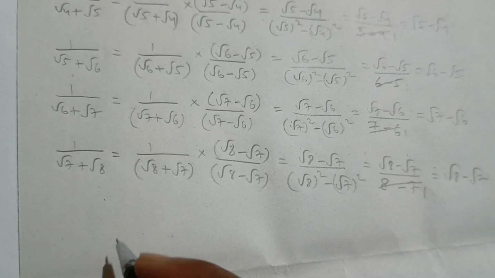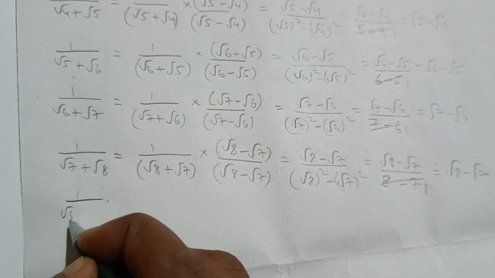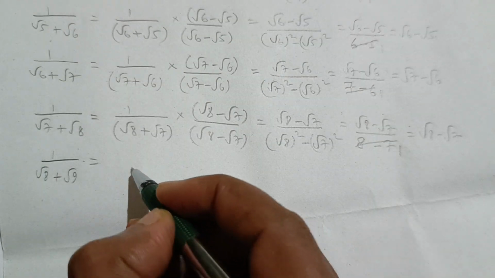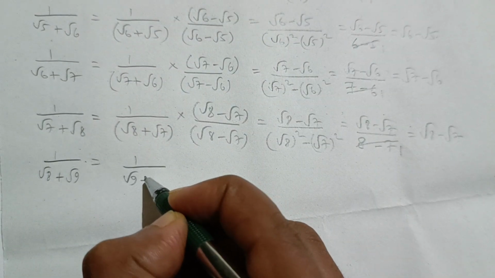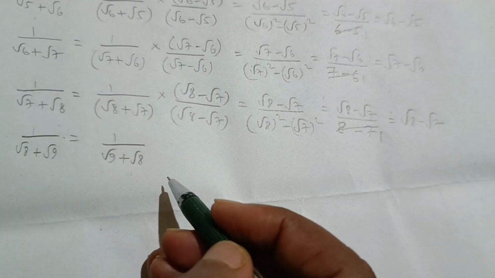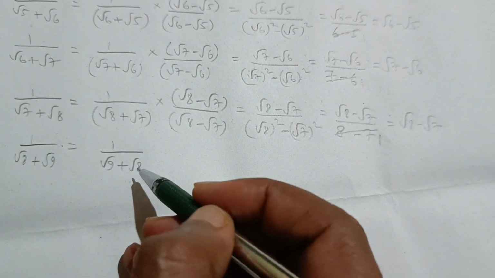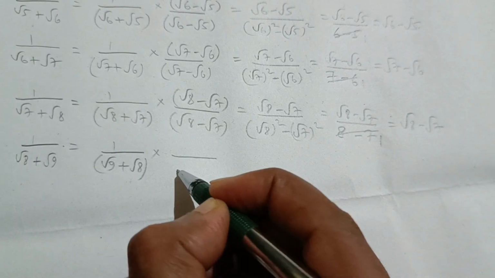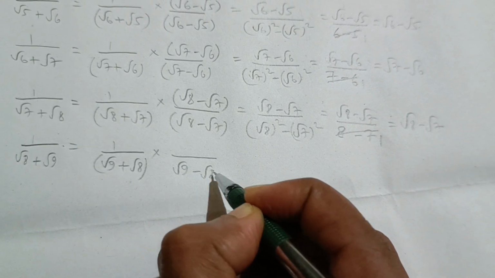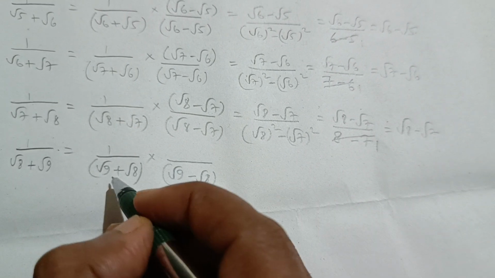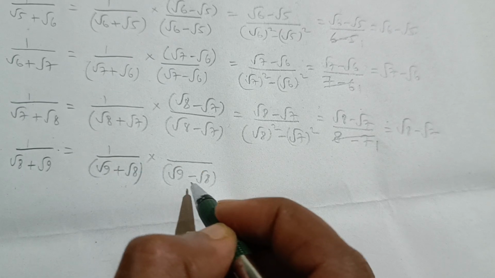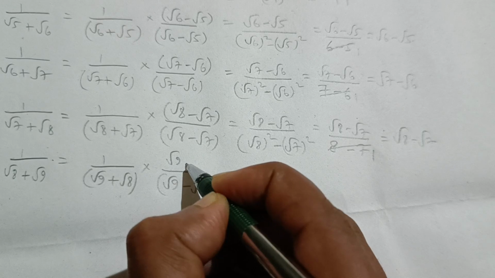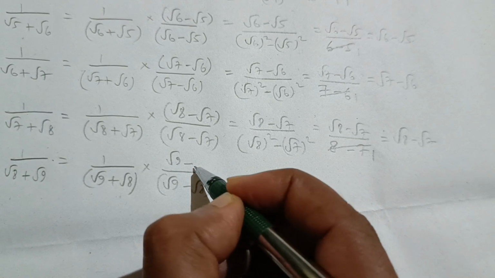1 upon square root of 8 plus square root of 9. Now this I can write as 1 upon square root of 9 plus square root of 8. So we have to rationalize the denominator of this expression. So I will multiply the denominator with square root of 9 minus square root of 8. And since I am multiplying the denominator with square root of 9 minus square root of 8, I will multiply the numerator also with square root of 9 minus square root of 8.